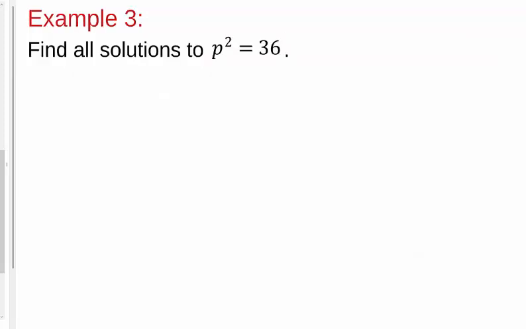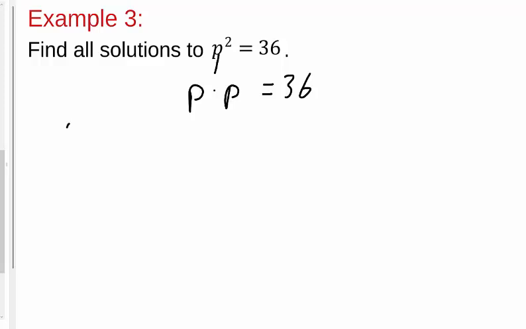Next question. Find all solutions to p squared equals 36. So hopefully you remember about numbers that are squared. Remember, p squared means p times p. So p times p equals 36. So something times itself is equal to 36. If you only knew that much, we could try what we call brute force. Brute force is where we just go and try to find it, step by step.